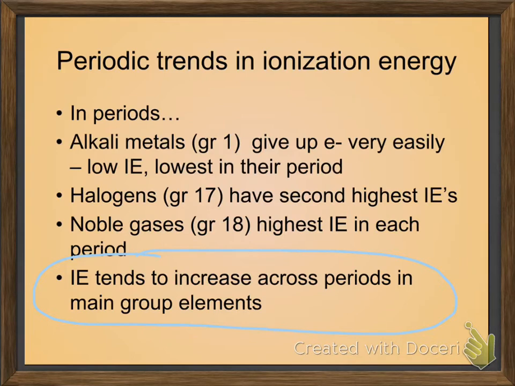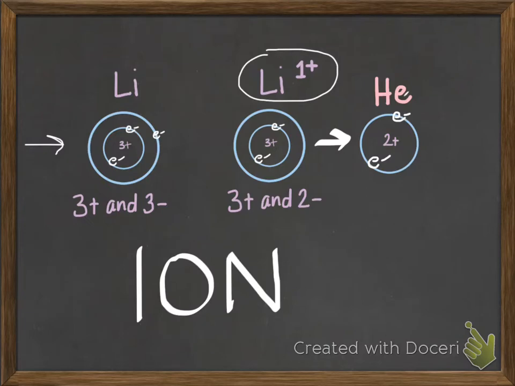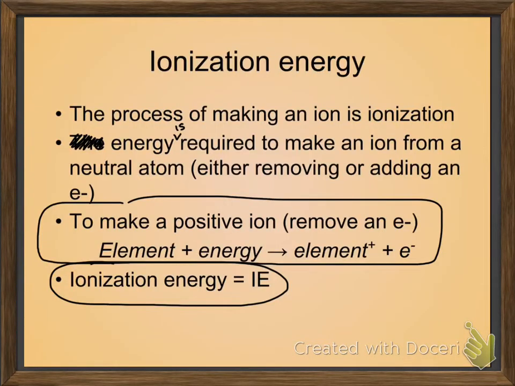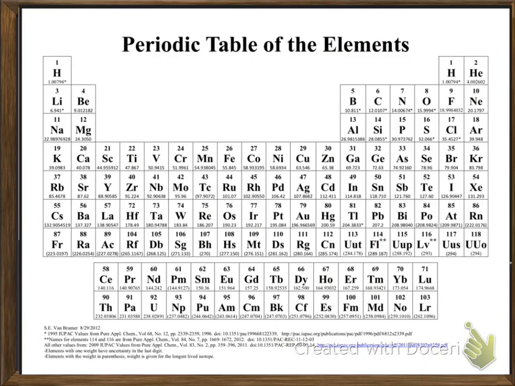Now, the alkali metals, group 1, give up valence electrons very, very easily. They have the lowest ionization energy in their period across the board. Well, let's look at why. We said of lithium that by giving up one valence electron, it now has a noble gas configuration. Well, the same is true for all of the group 1 metals.